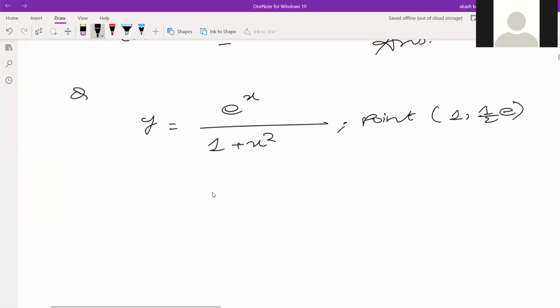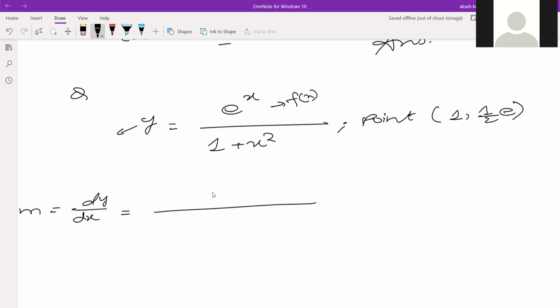Okay, let's differentiate this function dy over dx, which is equal to the slope. When we differentiate the function, we get the slope. So the formula will be, again, f of x and g of x, right? So we write which function we write as it is. Doesn't matter as long as it's one of them.